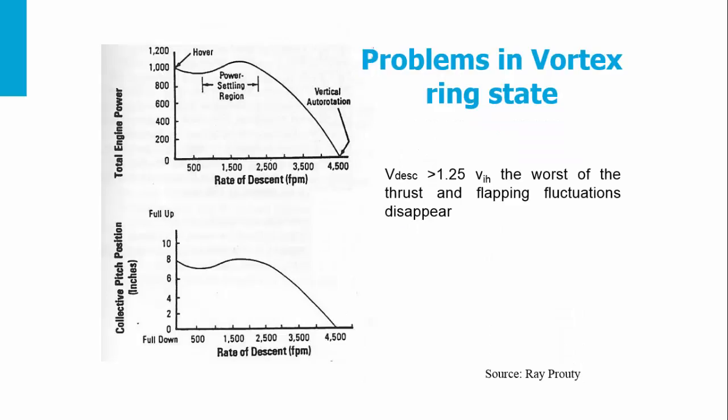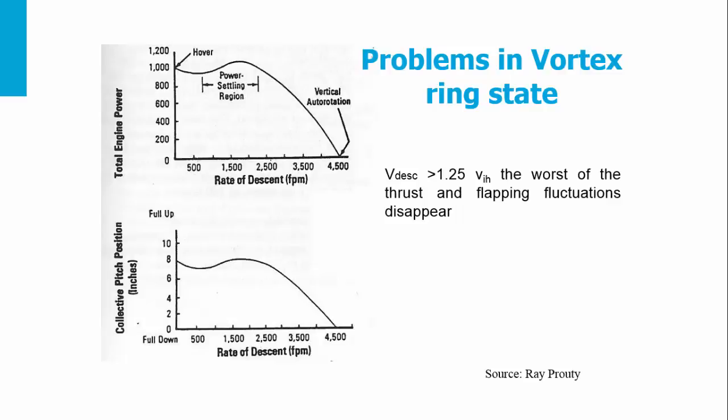Some problems in the vortex ring state, as I mentioned, are that we have a lot of fluctuation in the engine power and, of course, in the collective pitch position. Here you see again a representation of the engine power and the collective pitch as a function of the rate of descent. You see the region of power settling where we actually need more engine power than predicted by the theory. If we do not have enough engine power, the helicopter will fall quicker.